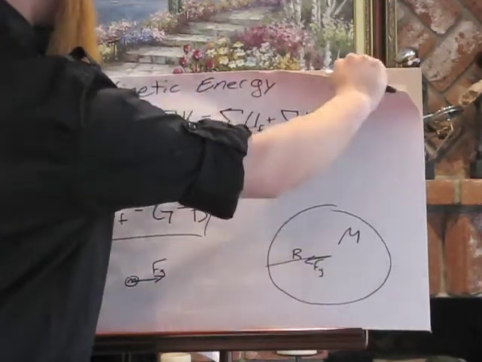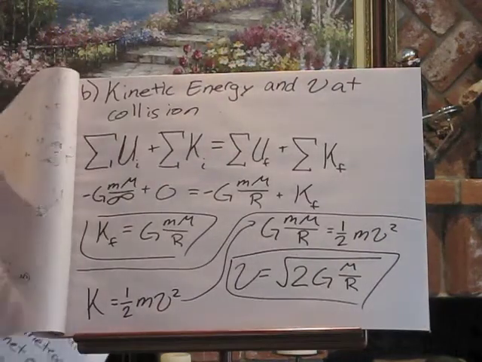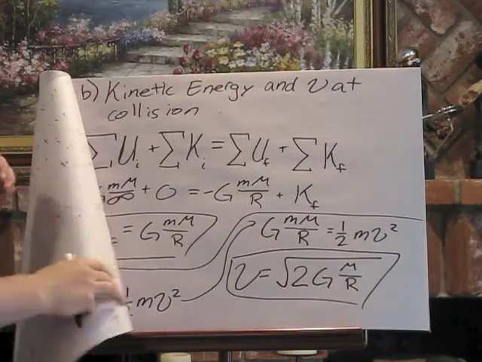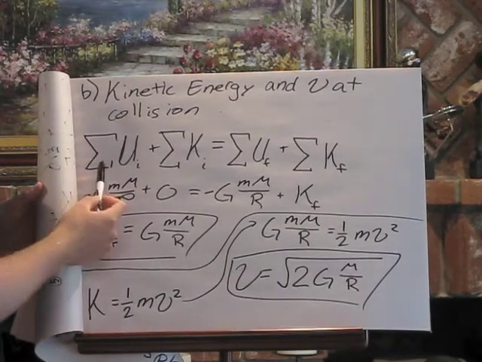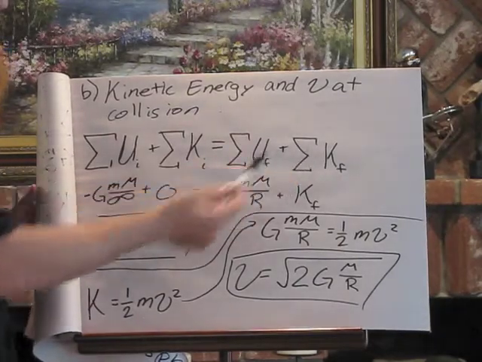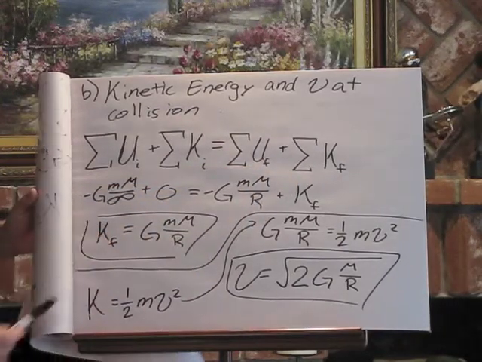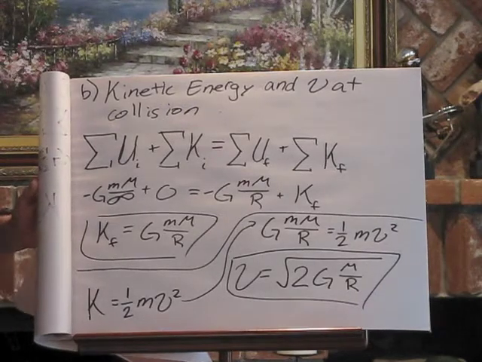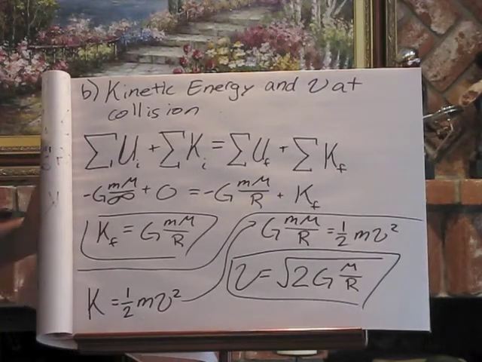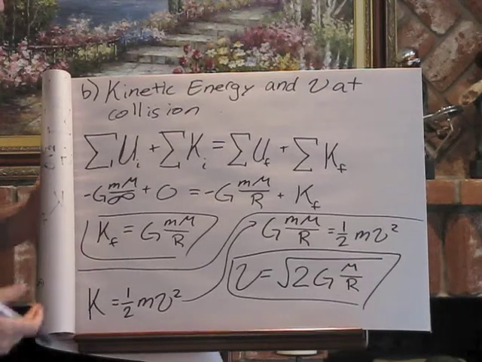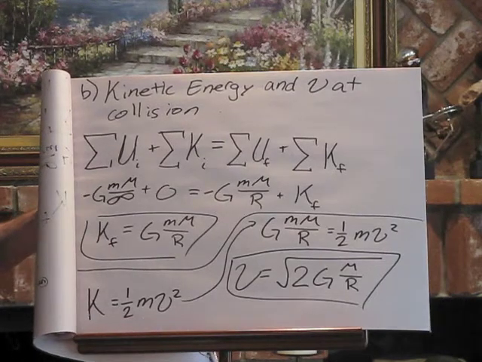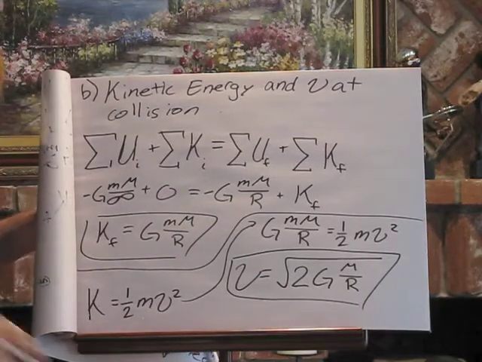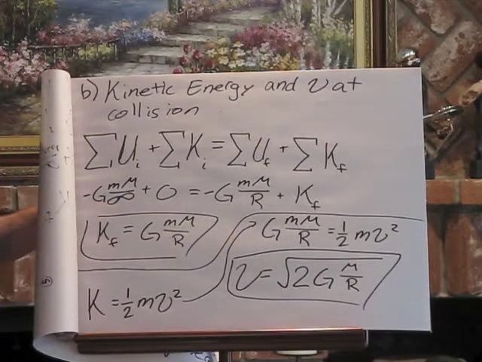Moving on to our next part. What is the kinetic energy and the velocity of the meteor when the two collide? Energy, so potential plus kinetic equals potential plus kinetic. Well, gravity is a conservative force, therefore it doesn't matter where we start. If we start at the very beginning of the problem where it's an infinite distance away, or if we start when it's that distance d away, it's still the same amount of energy between its initial state and at the collision.